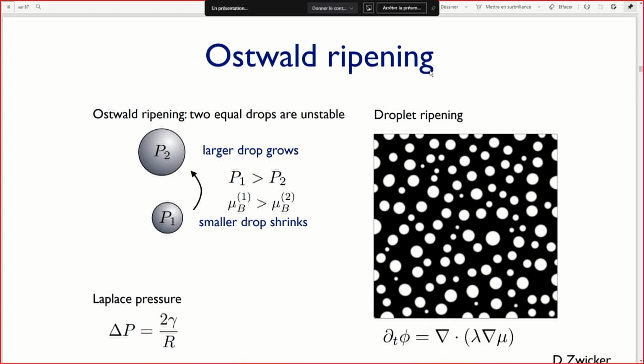And this then gives rise to this ripening phenomenon, that a smaller droplet has locally higher chemical potentials than a larger droplet with the same phase coexistence, and there is a diffusive flux of molecules from small to large droplets, and droplets will ripen, which would be shown in this movie if it would run.